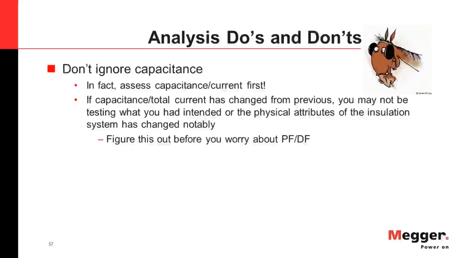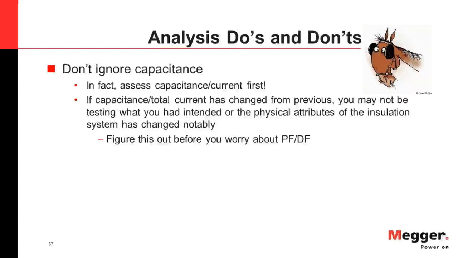To compare to previous results requires that previous results are, of course, available. These may be in the form of factory tests, like factory reports, or in the case of bushings, even stamped on the nameplate. Or you may have previous field tests that can help you out. But transformer winding capacitance should not change by more than plus or minus 1% from previous.